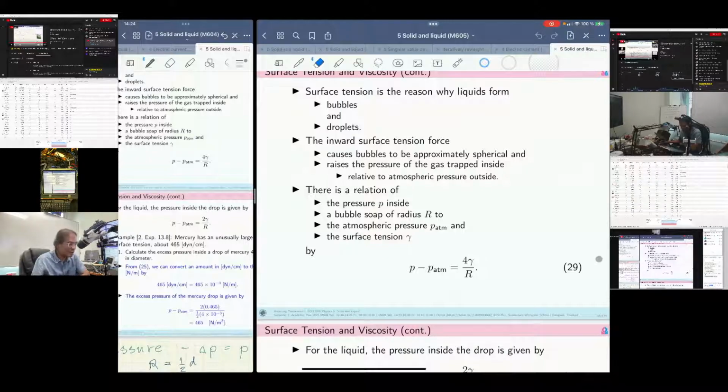Yeah, let's remind the pressure difference, right? Sometimes it's known as pressure excess. Okay, excess means the additional amount of something.